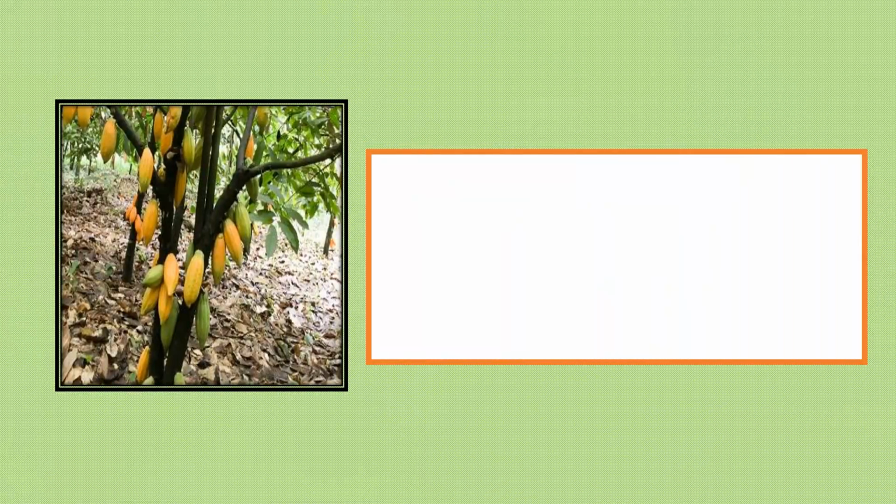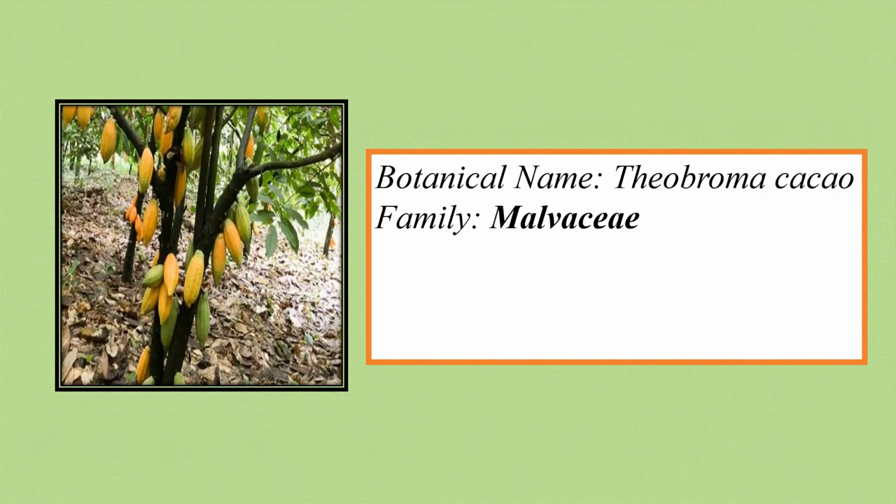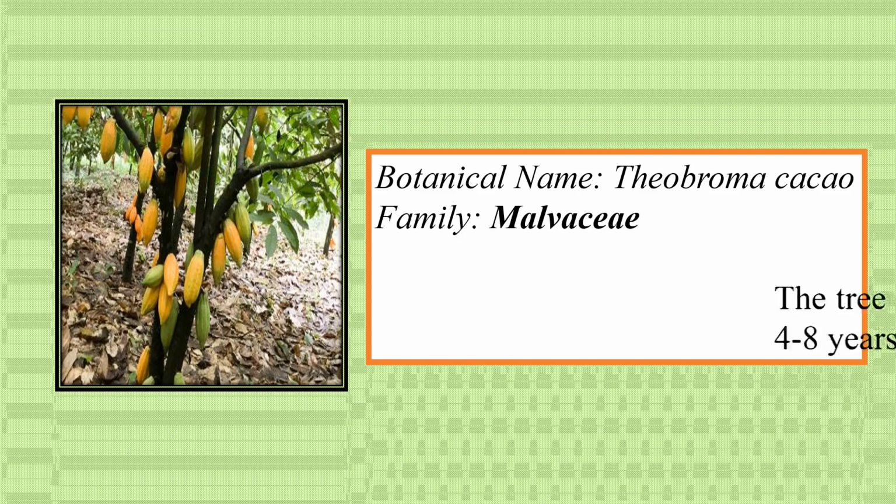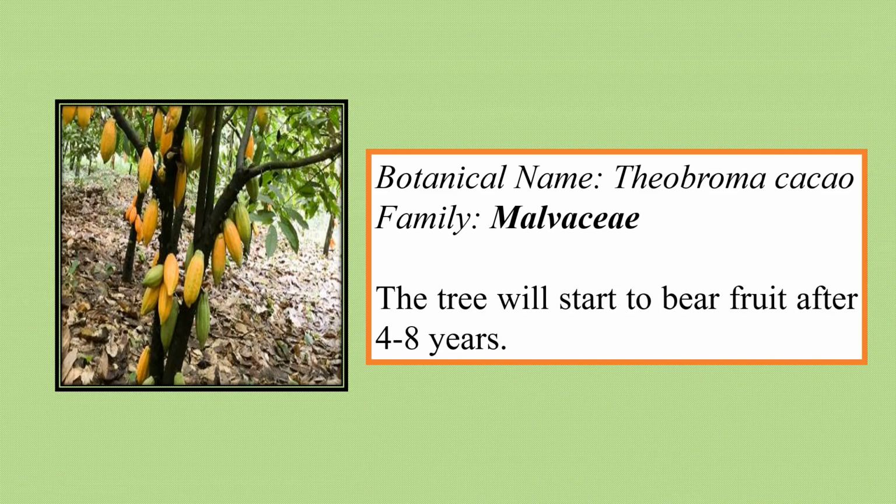The adjoining image is of the coca tree. The botanical name of the coca tree is Theobroma coca, belonging to the family Malvaceae. This tree will start to bear the fruit after 4 to 8 years of its plantation.